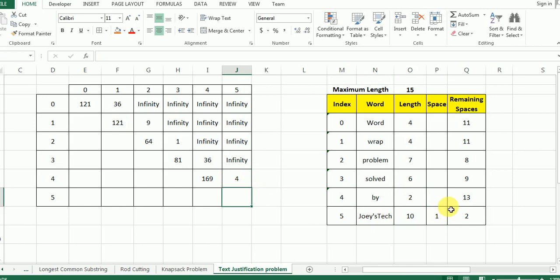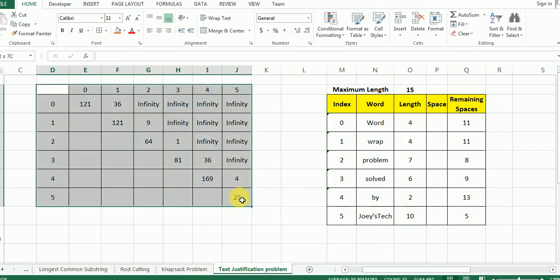Now we will move to the final row which starts with index 5 over here. As you can see, the length is 10. So when you subtract 10 from 15, you are going to get the length as 5. And the value which will be populated here is the square of 5, which is 25. So this completes our cost matrix.